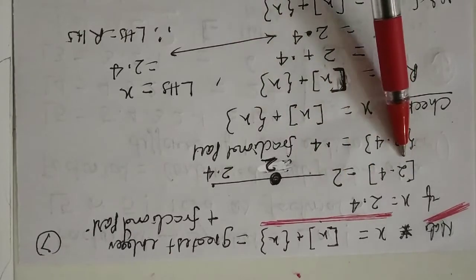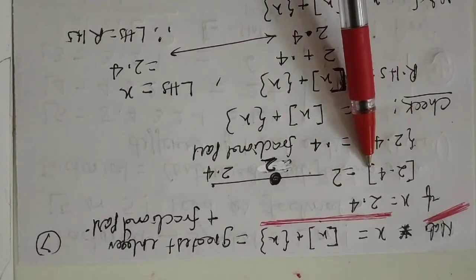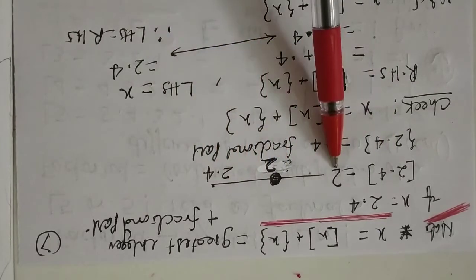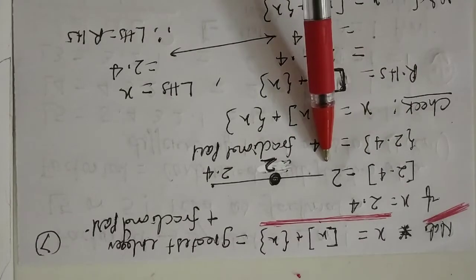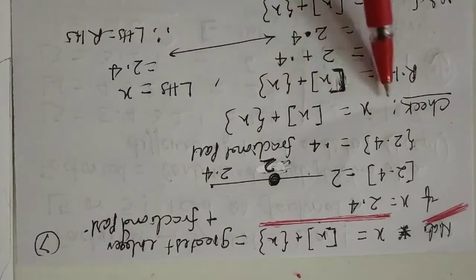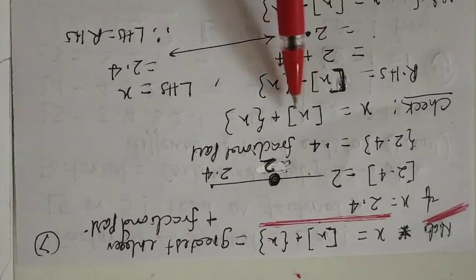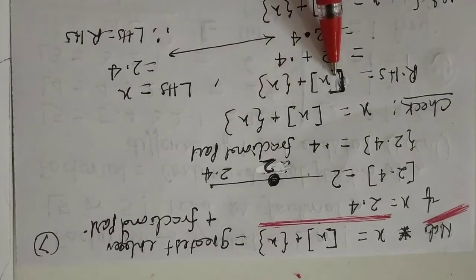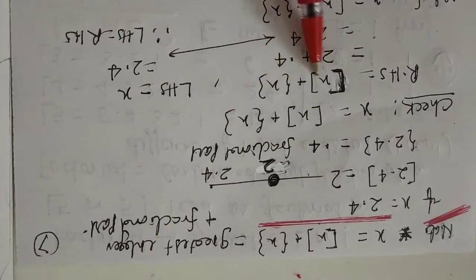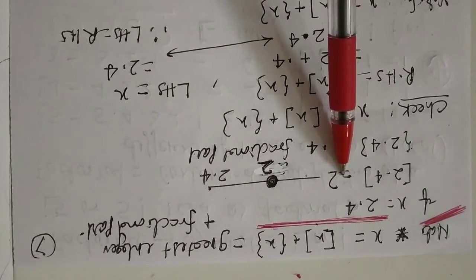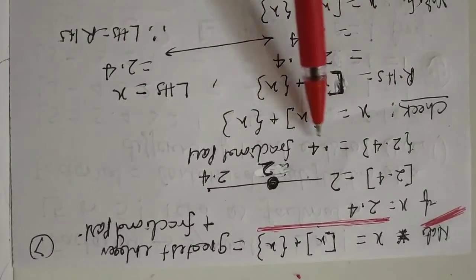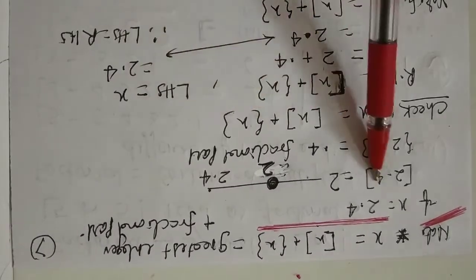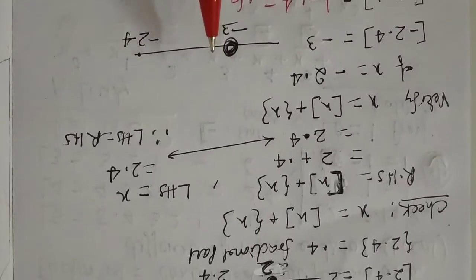If x is equal to 2.4, the greatest integer of 2.4, just take the integer to the left of 2.4, is 2. Earlier I have already discussed that the fractional part is 0.4. Now checking, x is equal to greatest integer x plus fractional part x. On the RHS, the greatest integer is 2 and the fractional part is 0.4. When added we get 2.4. Now the LHS is exactly x, which is 2.4, so LHS is equal to RHS.